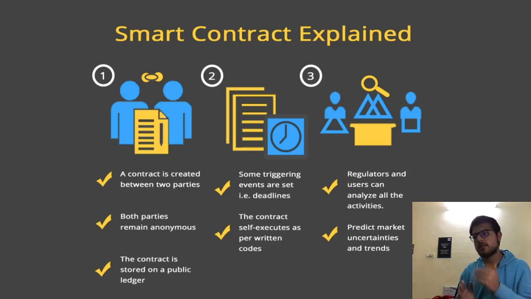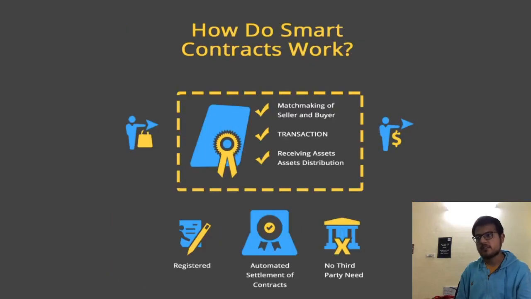It means when a contract is created between the two parties, both parties remain anonymous. The contract is stored on the public ledger. This is for Ethereum basically, and when you send something, it triggers events. The contracts are self-executing. The code is generally written in the Solidity language, and regulators can use and analyze all the activities and predict market uncertainty and trends. The three entities can involve three different stuff.